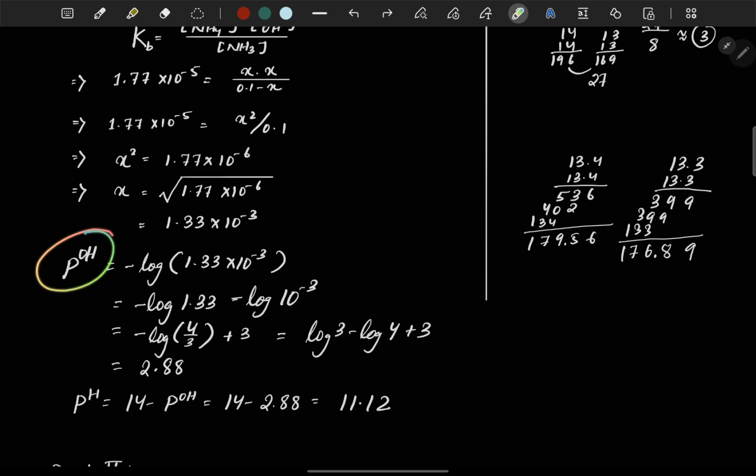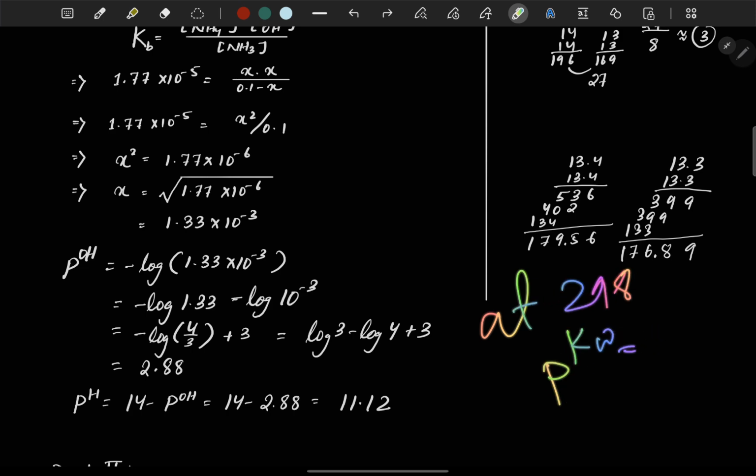This is the value of pOH, but we have been asked the value of pH at 298 Kelvin. The pKw is equal to 14, which is equal to pH plus pOH. So pH is equal to 14 minus pOH, that will be 11.12.